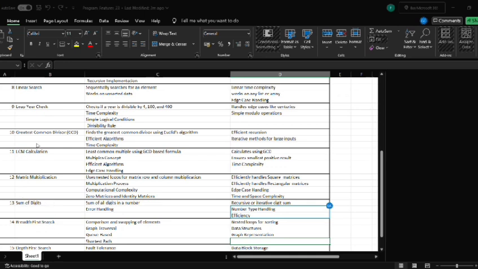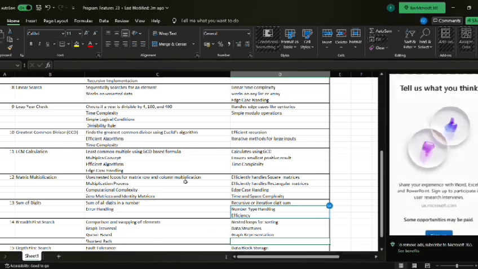15. Depth-first search, DFS. Graph representation: DFS explores a graph by going as deep as possible along each branch before backtracking. Stack-based: DFS is often implemented using a stack to keep track of the nodes to be visited.